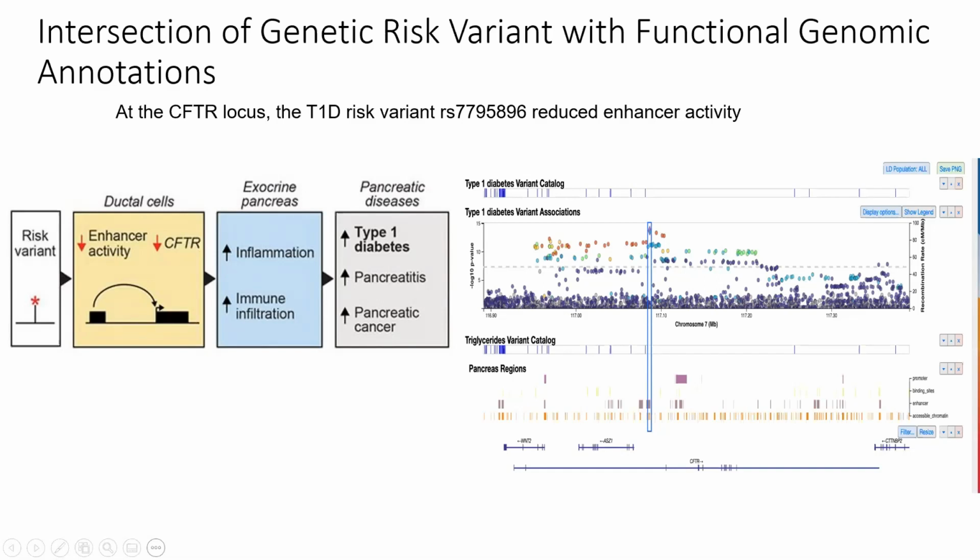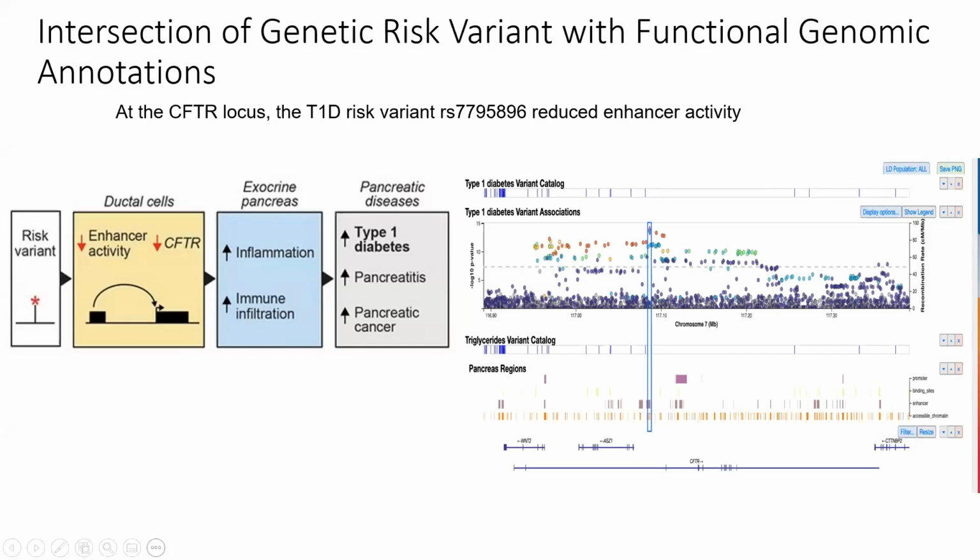So based on all the investigation that we have done so far, what we conclude is the T1D risk variant RS7795896, while it reduces the enhancer activity, it increases the gene expression of CFTR gene in ductal cells. So this is how you go from a gene or locus of interest to interesting biological insights using CMDGA and the knowledge portal.